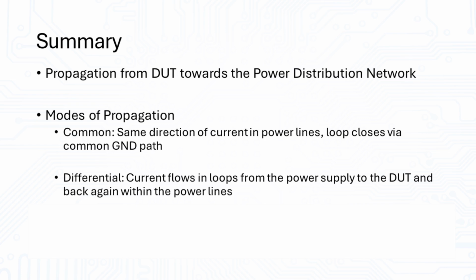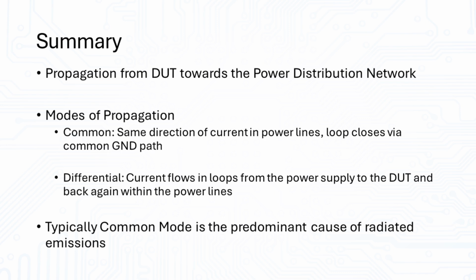For larger systems with increasing number of conductors, the amount of differential modes increases, while there only is a single common mode. This common mode, however, typically is the predominant cause of radiated emissions.